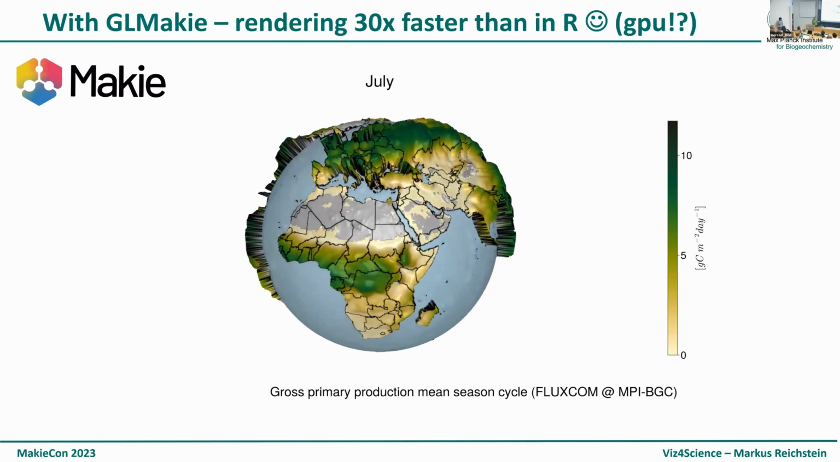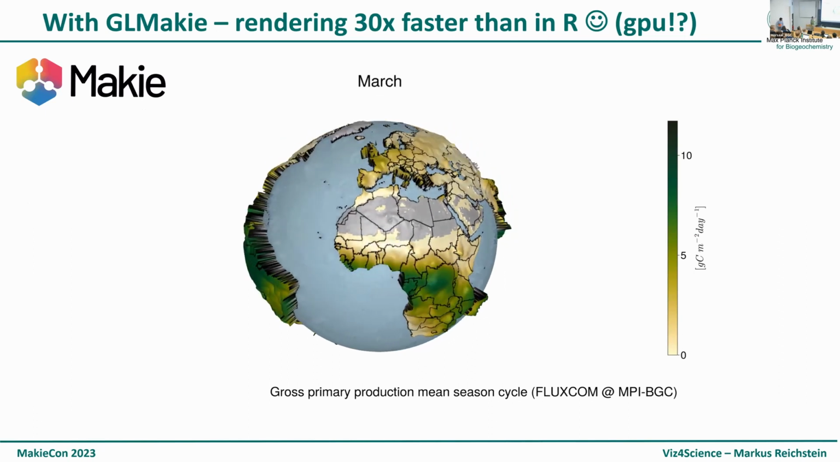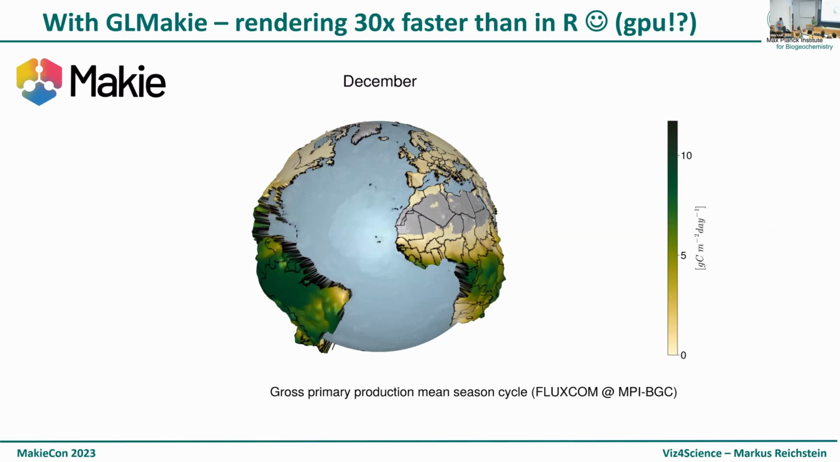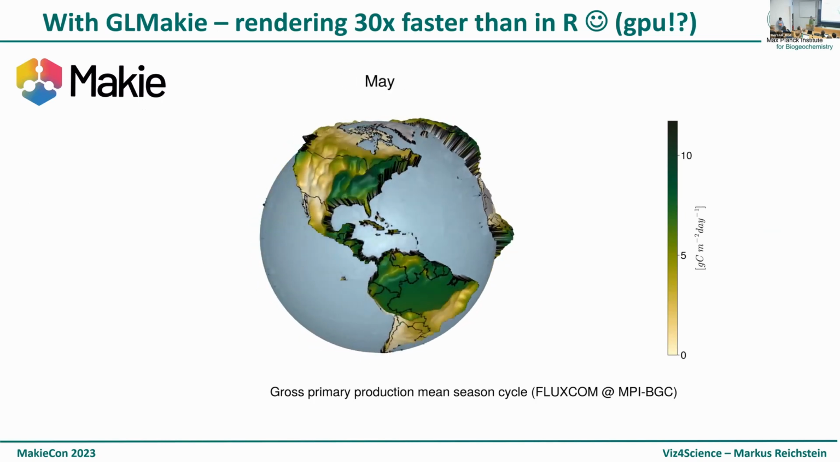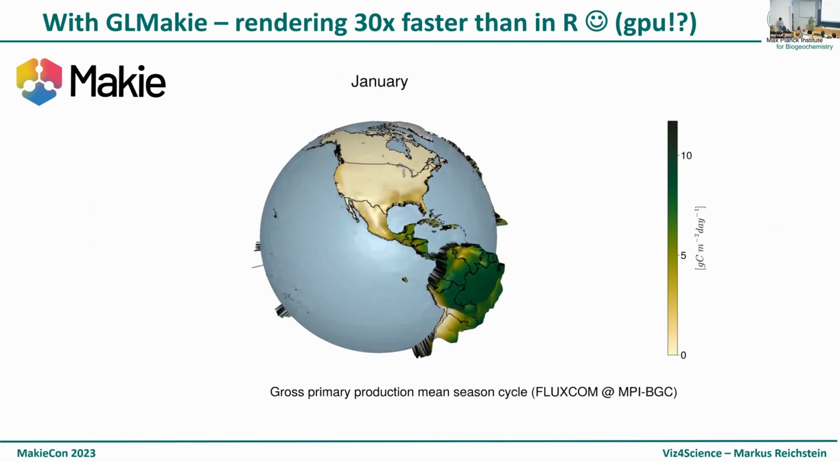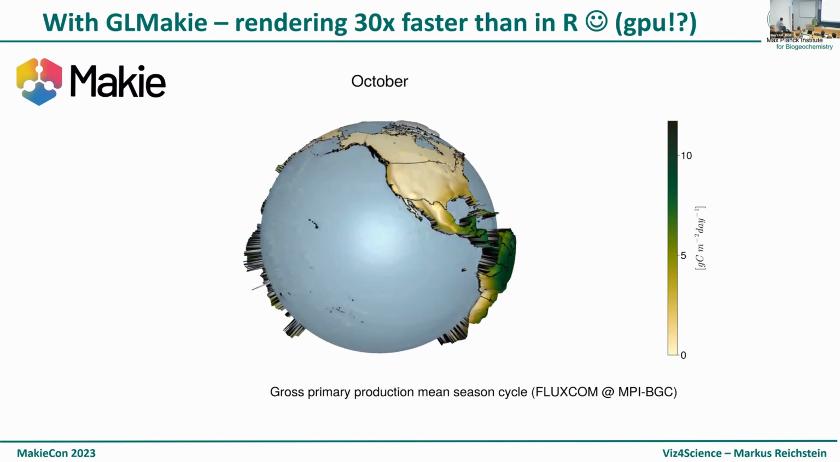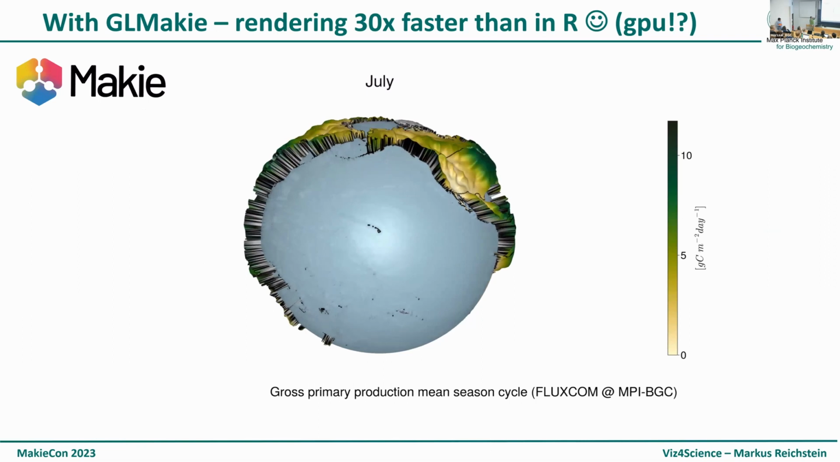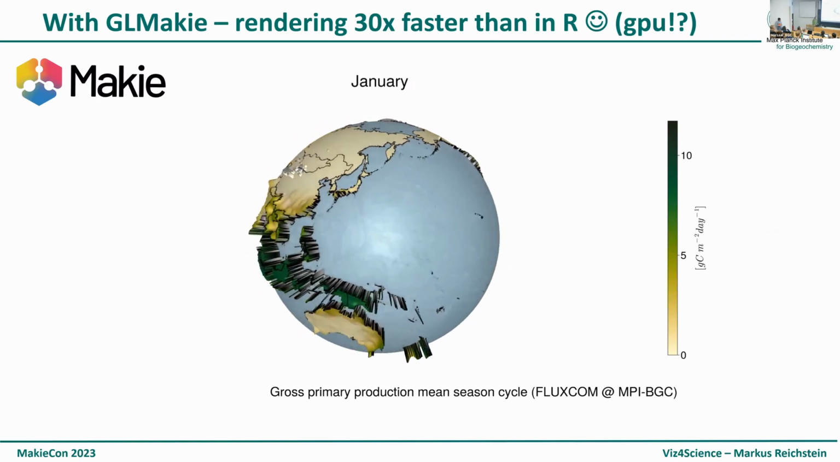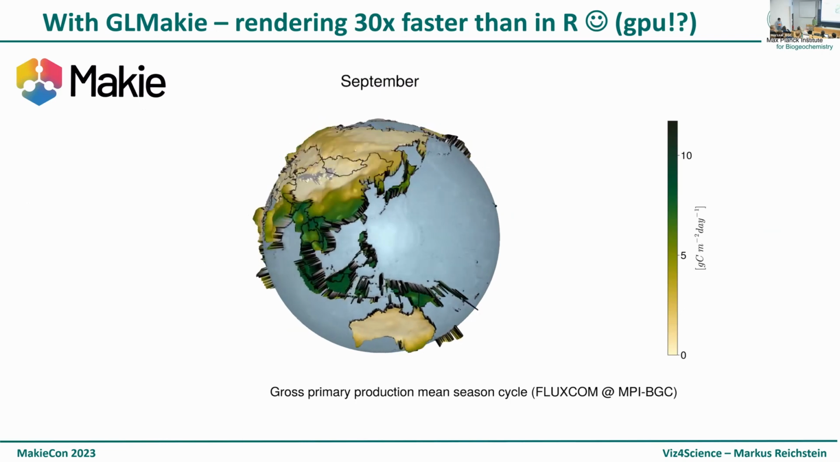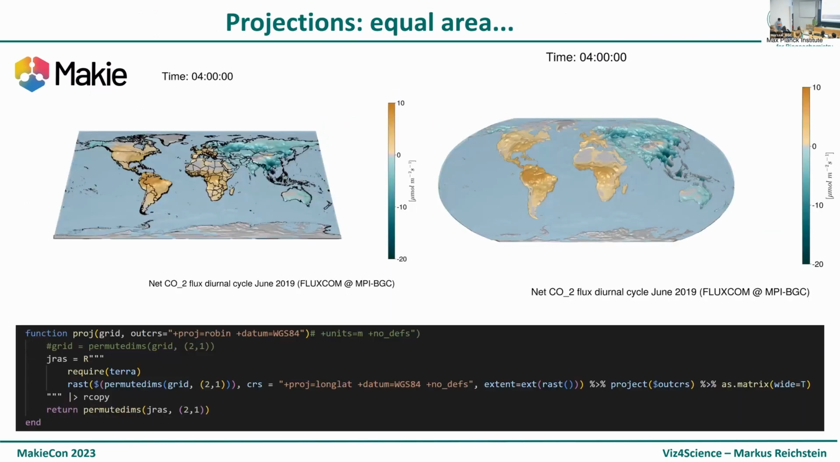So then, this is my plot in Makie, basically showing this animation of how the biosphere is kind of breathing. I did that before in R, and then I thought, can I do it in Julia also? And it's really nice because the rendering is 30 times faster than I could do it in R. So very nice. And then one can also do it on an equal area map, and quickly maybe.